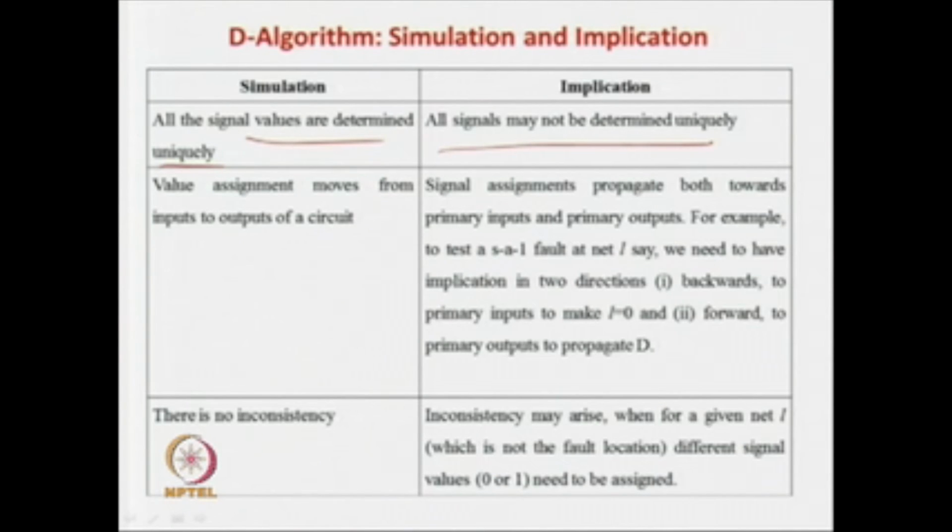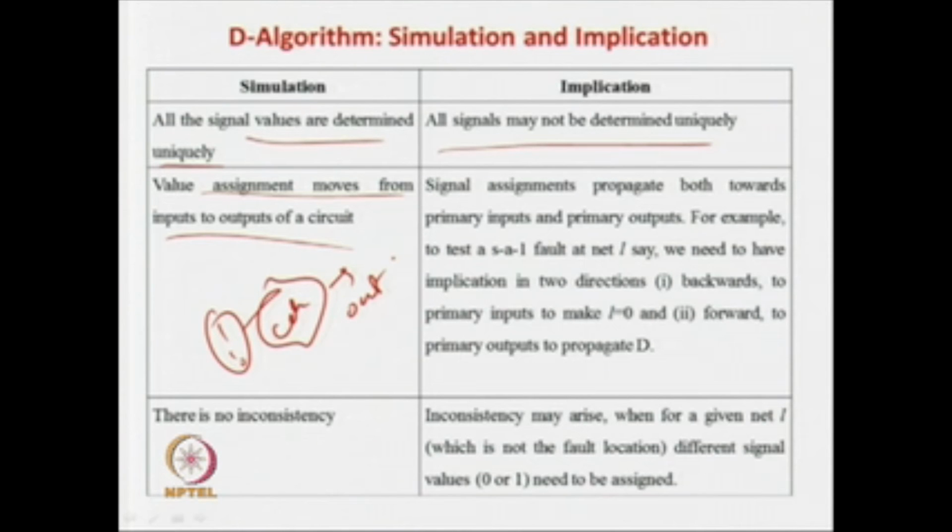But in case of implication, some signal values may not be determined uniquely. Why? Because we have already seen that for an AND gate, if the output is 0, you take x 0 or 0 x. We can also take 0 0, but we generally do not take 0 0, because there is a problem which we will see later. So, in case of implication, some of the values may be x, not determined uniquely. The value assignment moves from input to output in simulation. So, in simulation you give primary inputs 1 0 1 1, then there is the circuit, and then you compute the output. That is very simple.